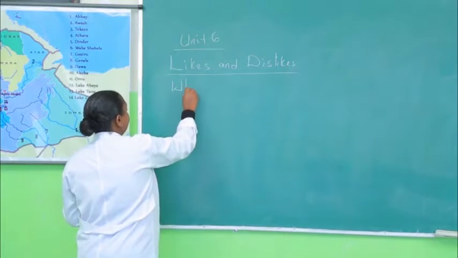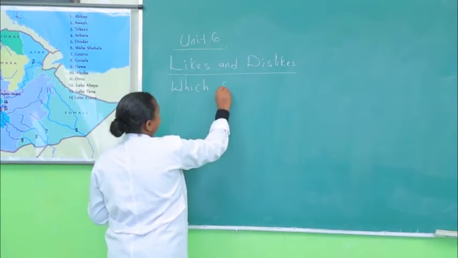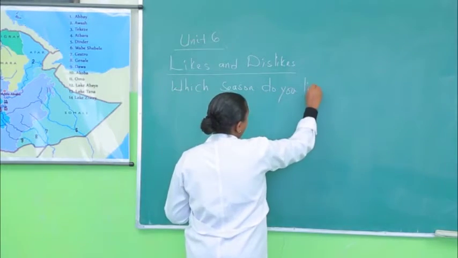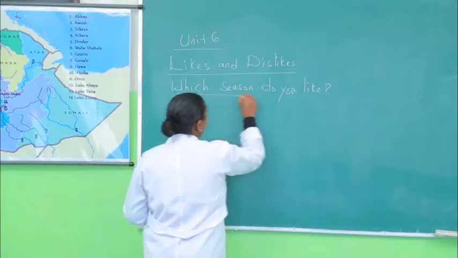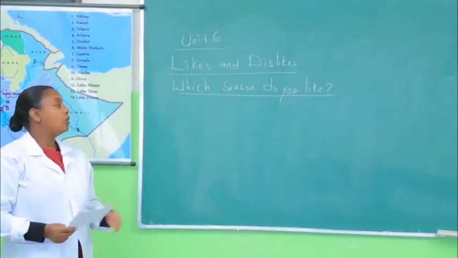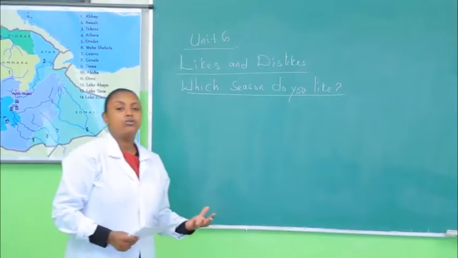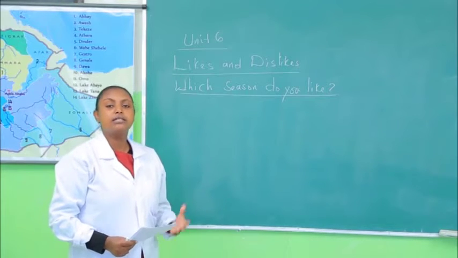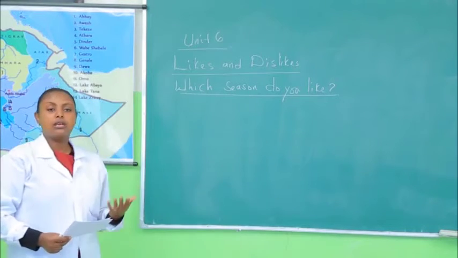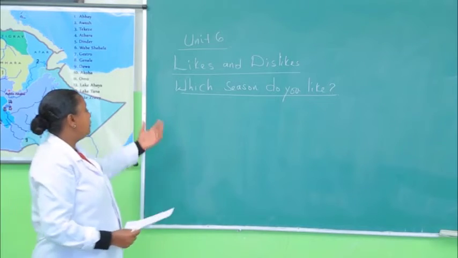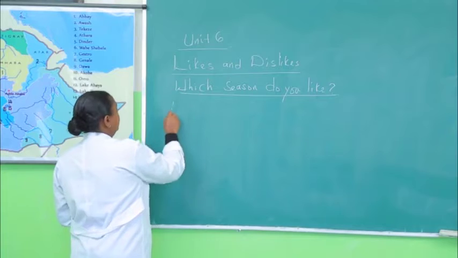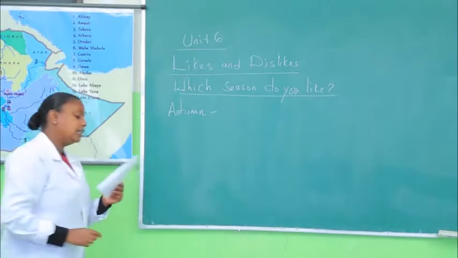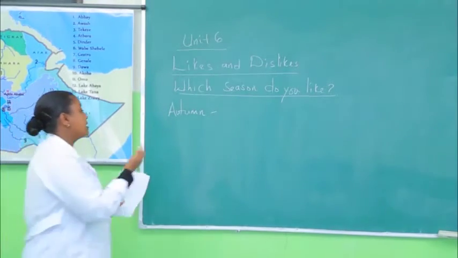The first reading title is, Which season do you like? You know what season means, children? Season means the environment, the weather that we face every day. As you know, there are four main seasons. The first one is autumn. This season is cool. It has cool air.